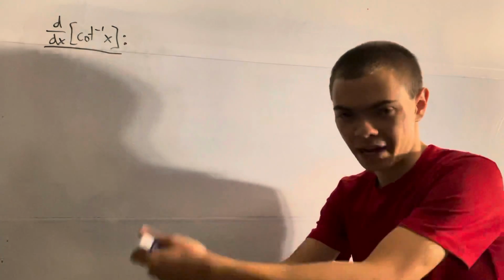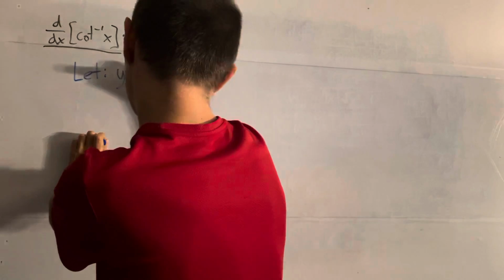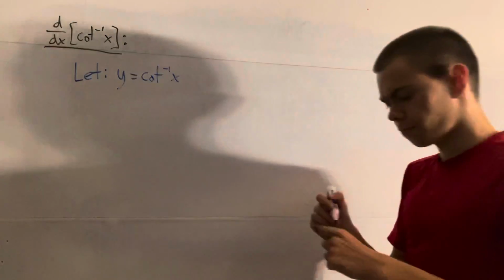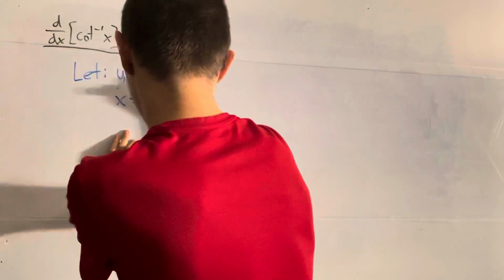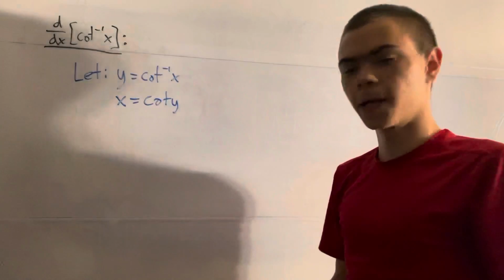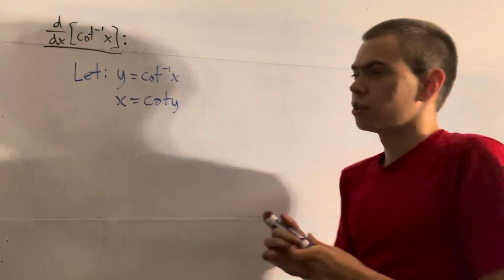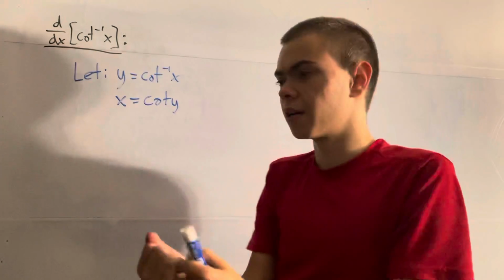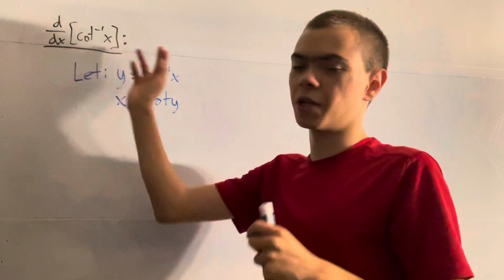the cotangent of x. So what we're going to do is we're going to just say that y is equal to the arc cotangent of x. So, if this is true, then that means that x is equal to the cotangent of y. And so now that we have this idea, pretty much all we have to do is take the derivative of both sides of this equation with respect to x, and then just solve for dy over dx. And that will give us the derivative of the arc cotangent of x.